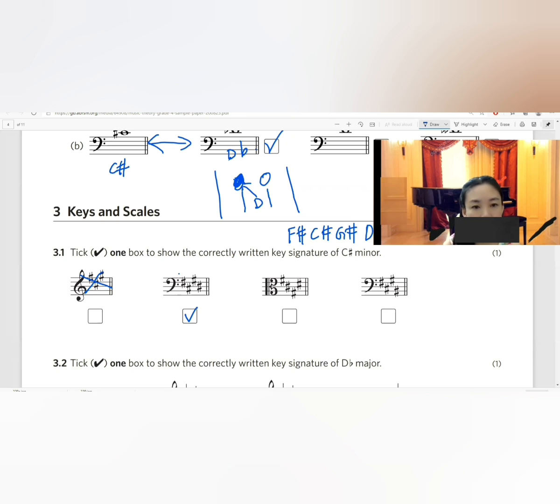You can see the shape here. There is a sequence when you write the sharps. So you see this sequence is wrong. After going down, you should go up to G. So this is up: F, C, G. The last sharp should be D, but they put B instead. So the last one is also wrong.